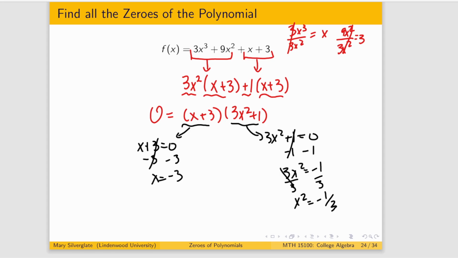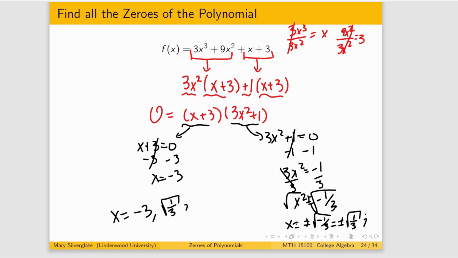How do I undo a square? I square root and plus or minus, so x is equal to plus or minus the square root of negative 1/3. I want to rewrite that in terms of i, so it's plus or minus the square root of 1/3 i. So our total zeros are negative 3, the positive square root of 1/3 i, and the negative square root of 1/3 i. We don't go into rationalizing in this class, so I am completely okay with you just leaving that as is.